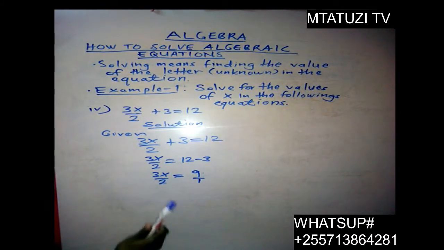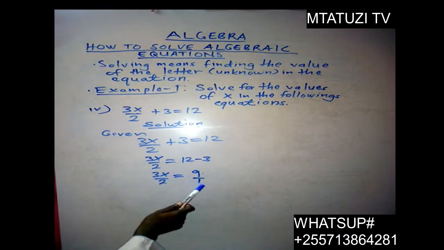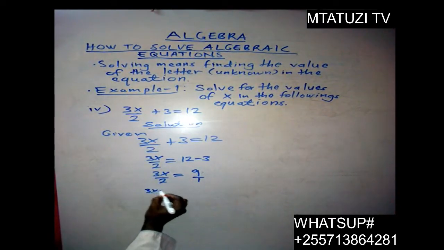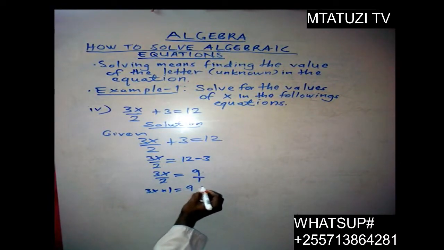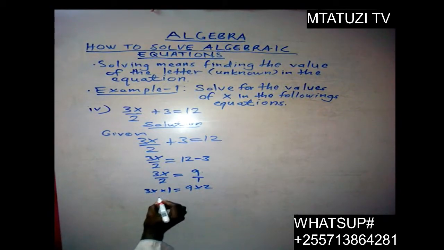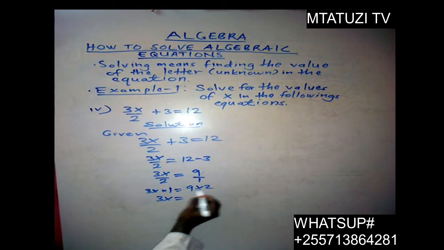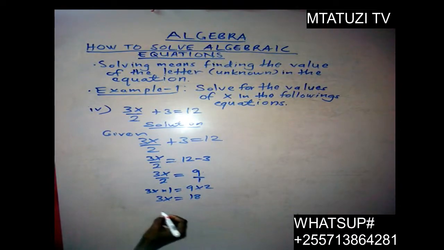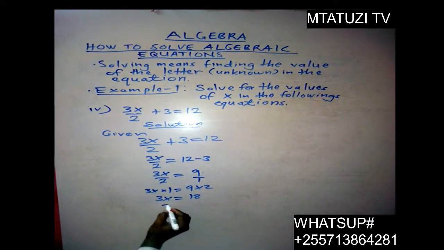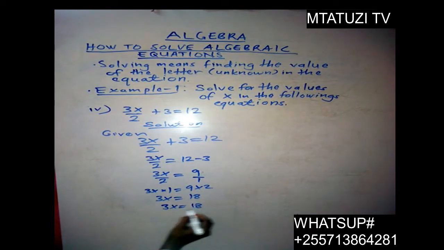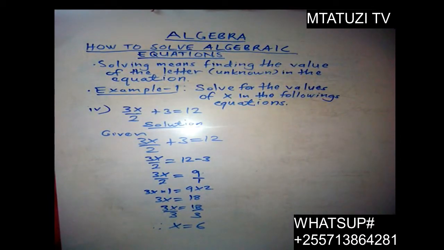And cross multiplication means that you take this 3x times 1 and this 2 times 9. So therefore, 3x times 1 is equal to 9 times 2. 3x times 1 you get 3x, is equal to 9 times 2, which is 18. So in order to get the value of x, as previously, we need to divide by 3 on both sides. So therefore x is equal to 6.